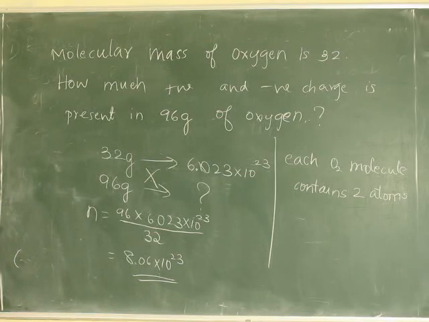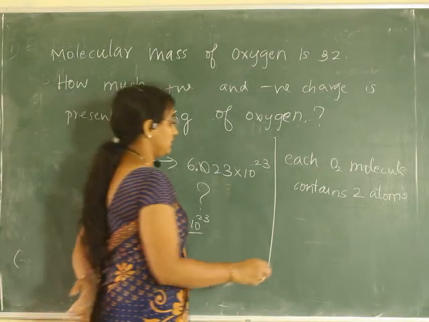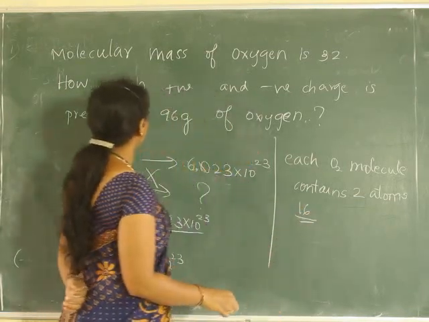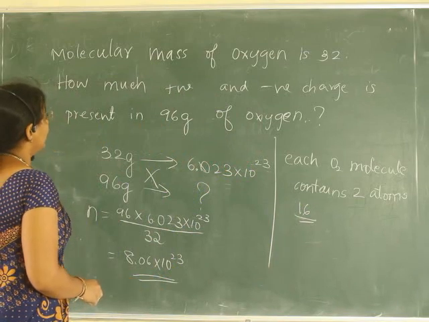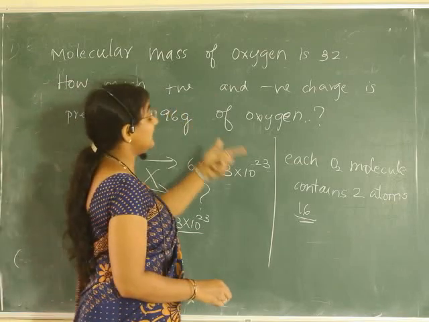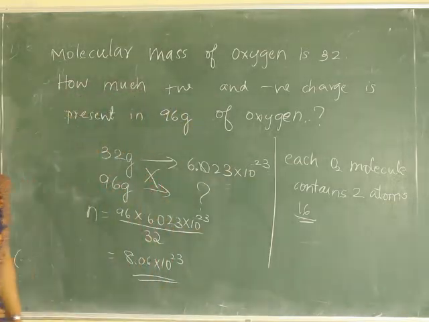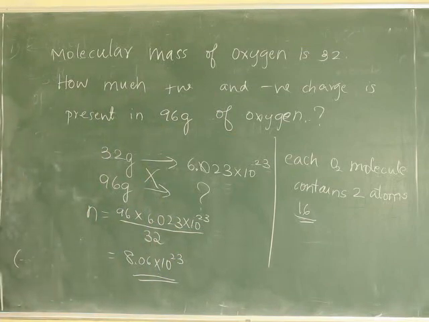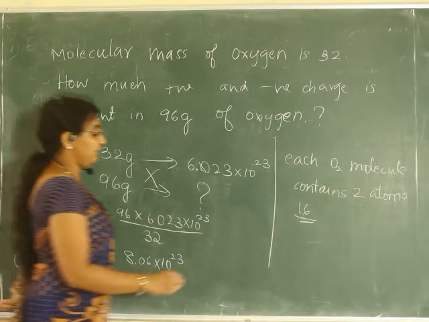Therefore, the total positive and negative charge: 16 is the number of protons and the number of electrons. The total number of protons and total number of electrons is 16. But what is asked? The total number of protons and electrons present in 96 grams of oxygen is asked. So for 96 grams of oxygen, what we have to do?